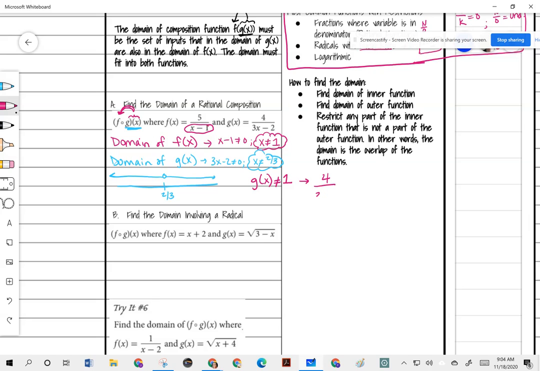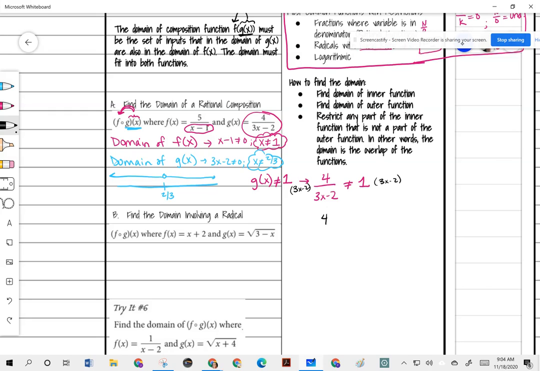So 4 over 3x minus 2. Remember that this is your g of x. I need to find the value of x in my g function that is going to give me the 1 so that I can exclude it from my domain. So I am going to multiply both sides by 3x minus 2.